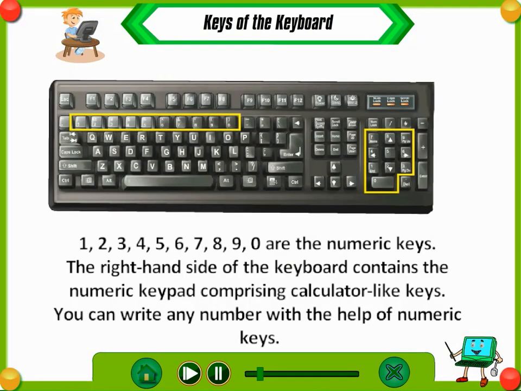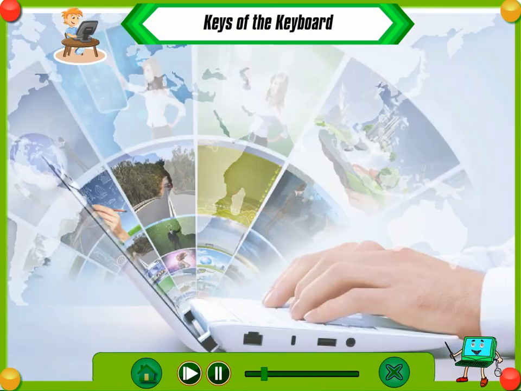Numeric keys. 1, 2, 3, 4, 5, 6, 7, 8, 9, 0 are the numeric keys. The right hand side of the keyboard contains the numeric keypad comprising calculator like keys. You can write a number with the help of numeric keys.